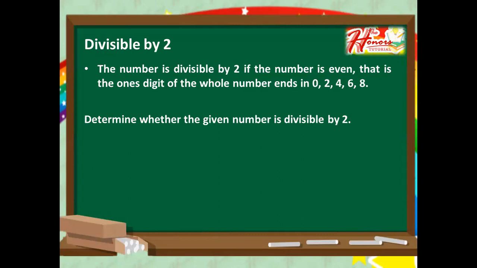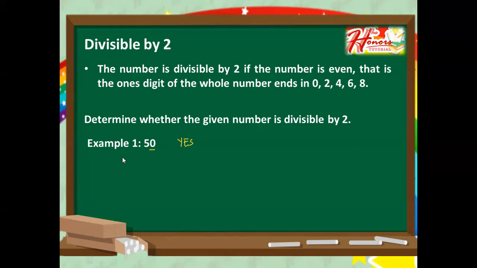Determine whether the given is divisible by 2. Number 1, 50. 50 ends in what digit? 50 ends in 0. Is it an even number? Yes or no? 50 is an even number because it ends in 0. And because 50 is an even number, automatically it is divisible by 2. So therefore, it is a yes.